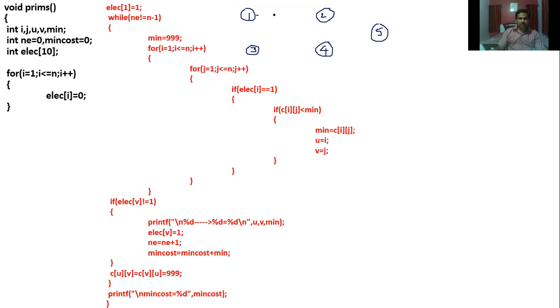So let me consider the edges over here. This is 3, this is 2, this is 4, this is 1, 6, 2, and 5. Okay. So this is the given undirected graph.